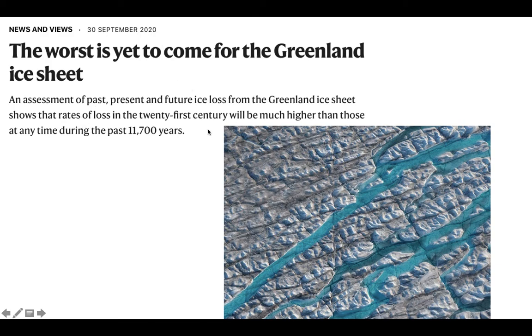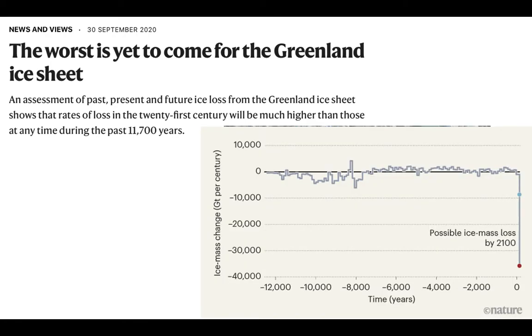It says assessment of past, present, and future ice loss from the Greenland ice sheet shows that rates of loss in the 21st century will be much higher than those at any time in the past 11,000 years. Here's a graph showing modern day at 0 here, 12,000 years ago in the past, and the change in ice mass, gigatons per century. So you can see that the ice mass changes over time.